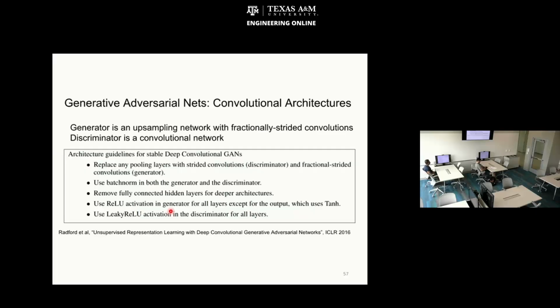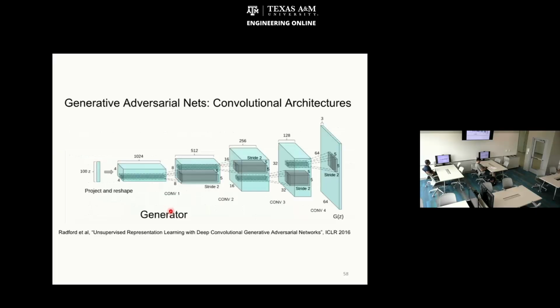But that's life. And this is the generator I was saying earlier. It's upsampling, starting from a 100 dimensional Z to a 64 by 64 image.